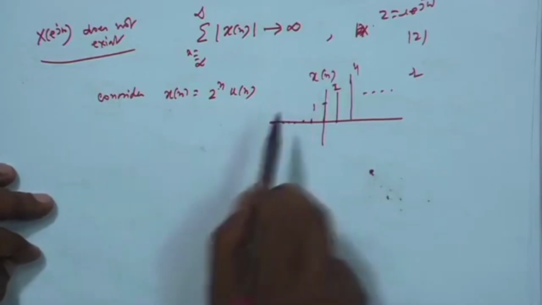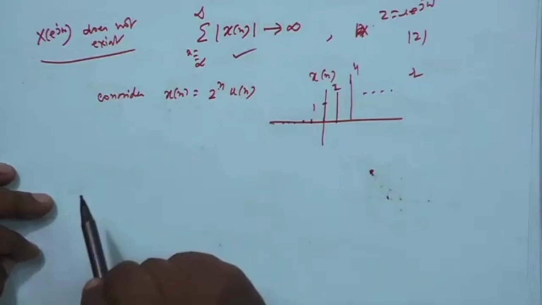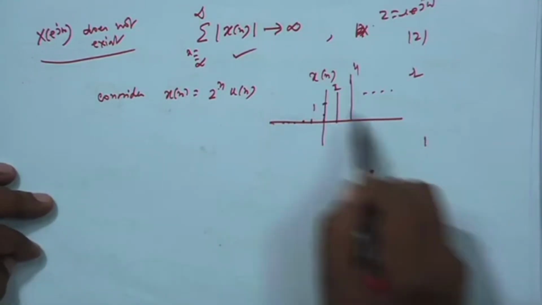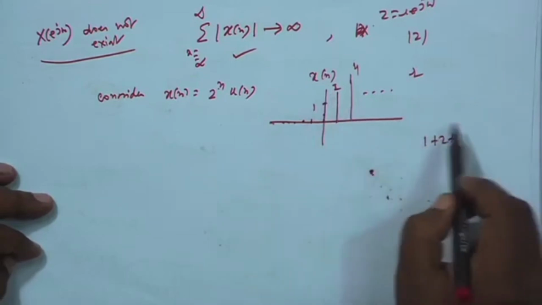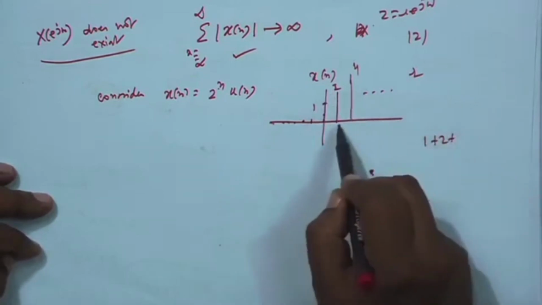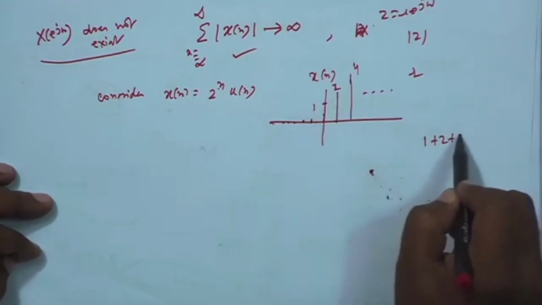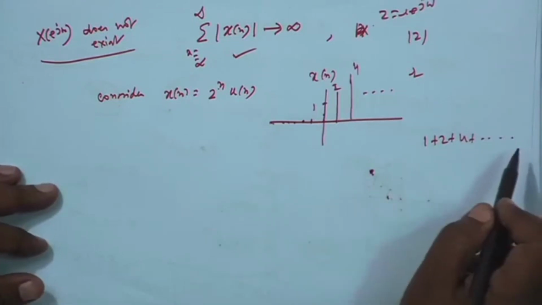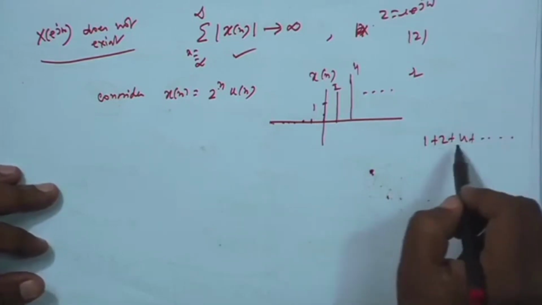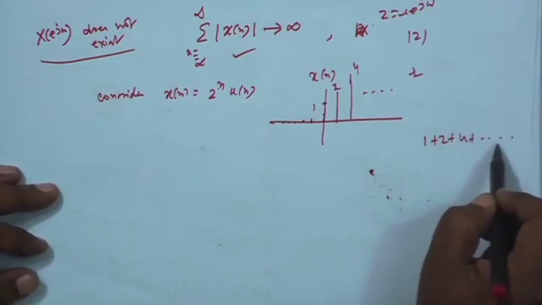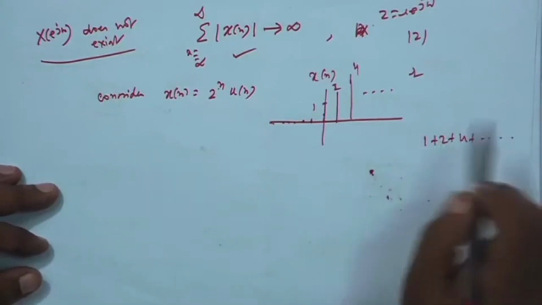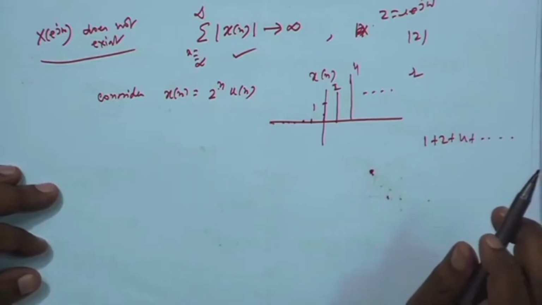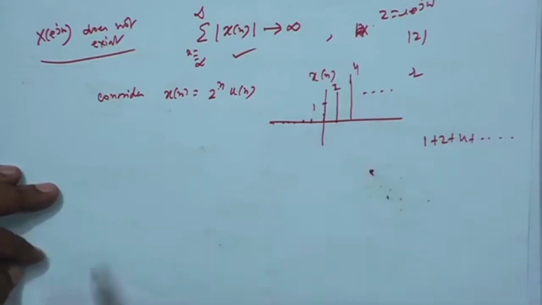For this sequence, this holds, because you see all values are positive. So mod of x[0] is 1, mod of x[1] is 2, mod of x[2] is 4, and so on. This summation, you can understand that it goes to infinity, which is increasing 1, 2, 4, then 8, then 16 is going on. It is a GP series, but as it goes on, it will go to infinity. So this is not absolutely summable.